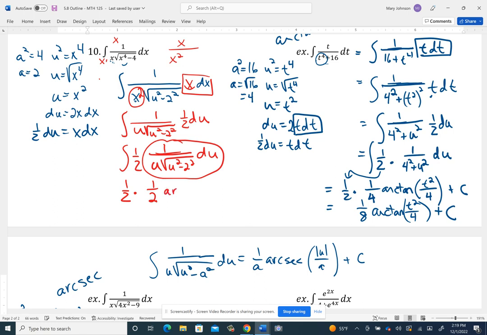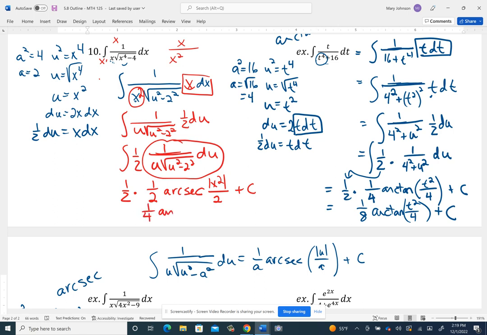And then I'll have arcsecant, and I have to do the absolute value of u, which is x squared, over my a, which is 2, and then I'll have a plus c. All right, so a couple things we can do to clean it up is 1/2 times 1/2 would be 1/4.